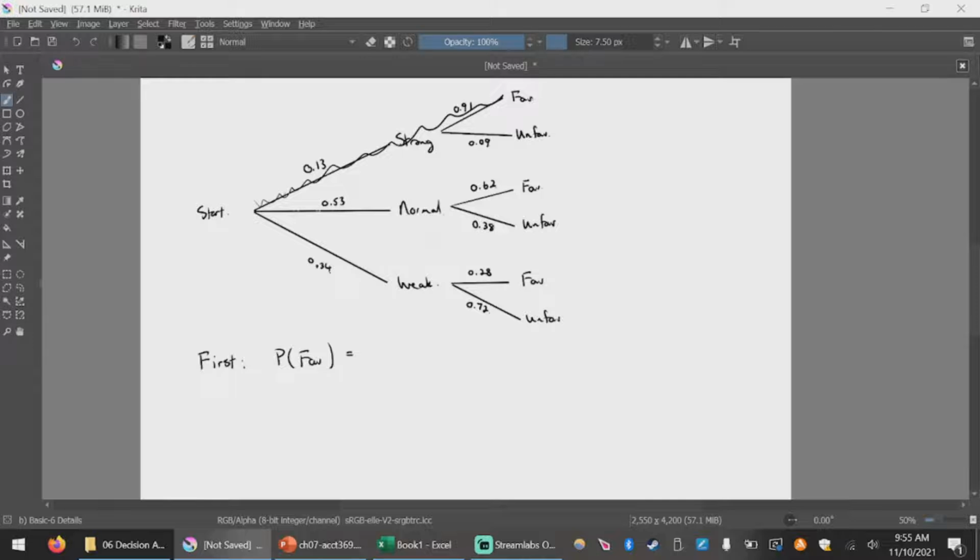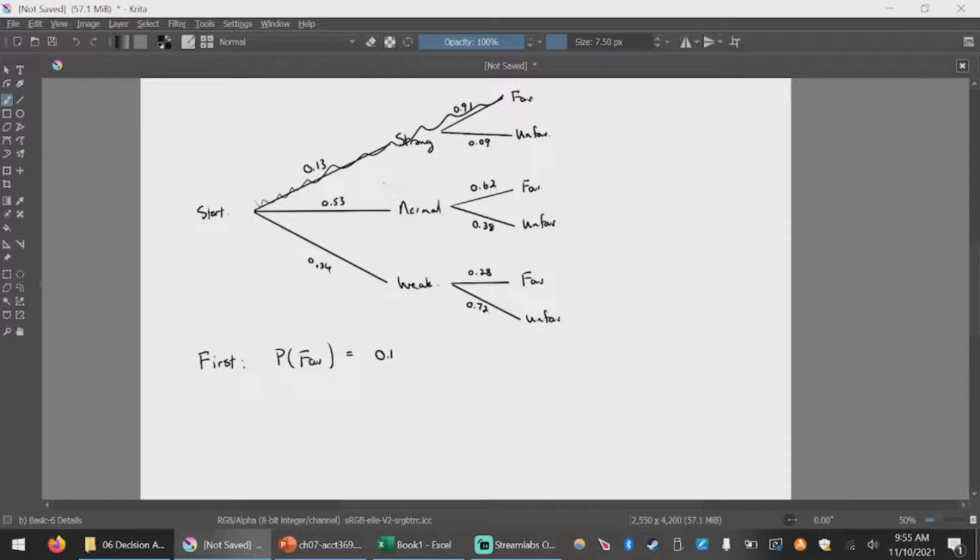The probability of the top path I can get by simply multiplying the probabilities along the path. Now there is some theory that allows me to do that, and let me know if you want to know that. See, I wrote something and I didn't erase my squiggle. Now I'm stuck.